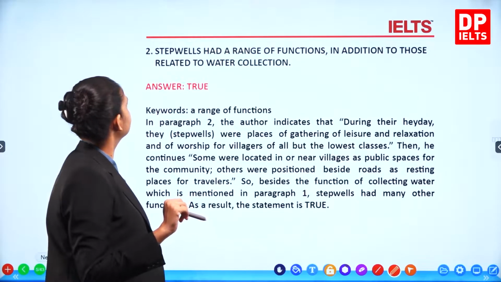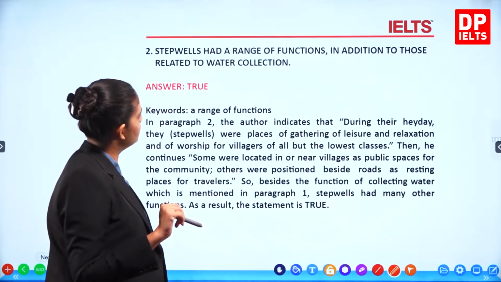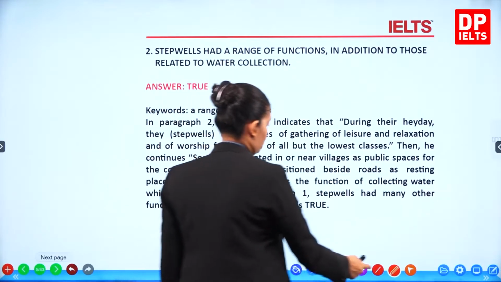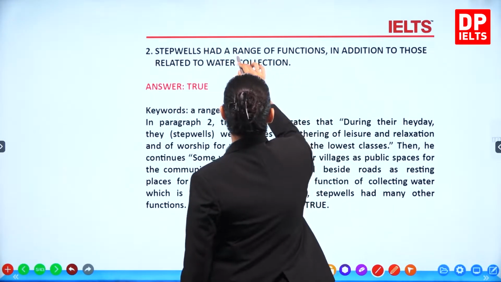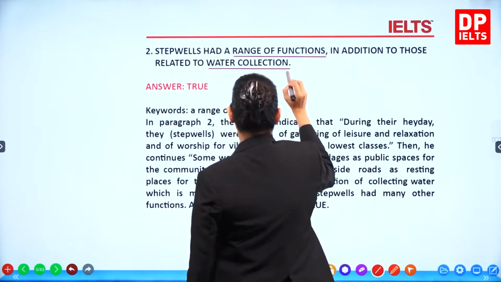Second one. Step wells had a range of functions in addition to those related to water collection. So range of functions apart from water collection.